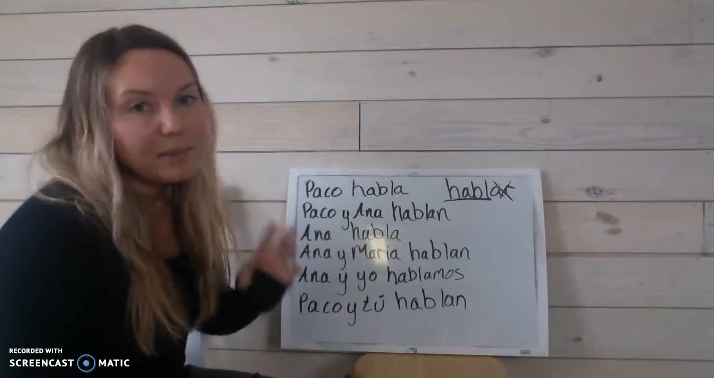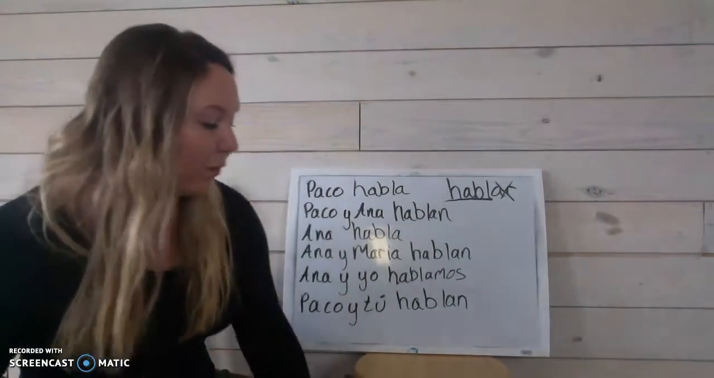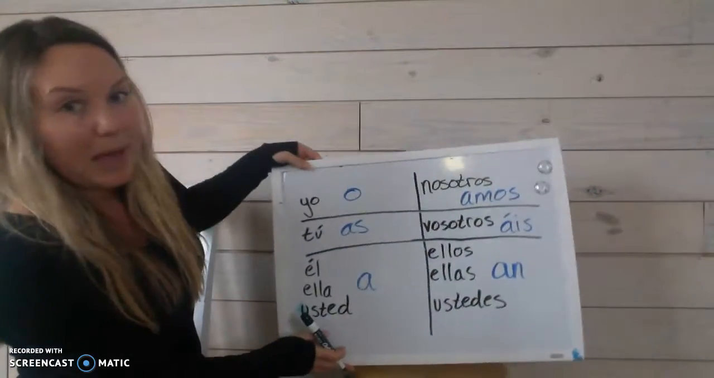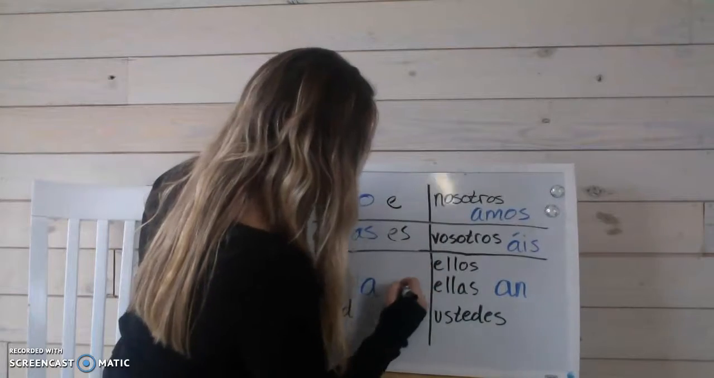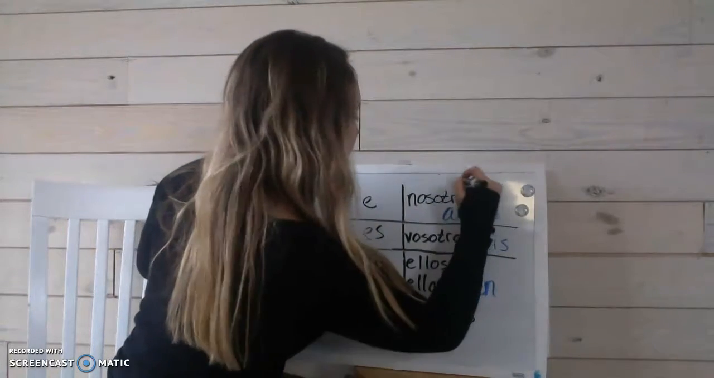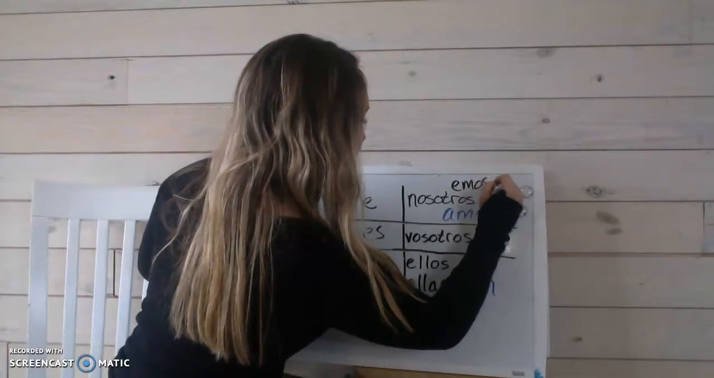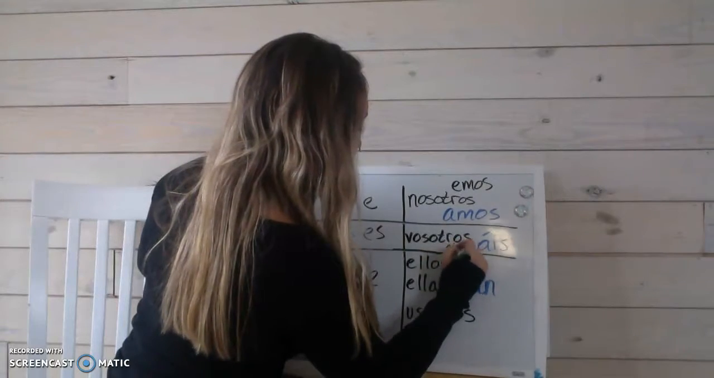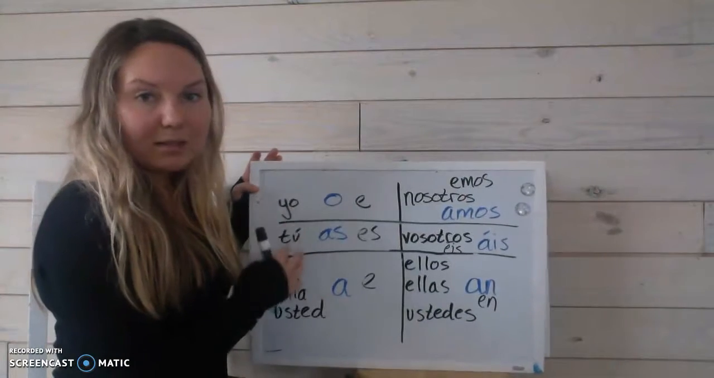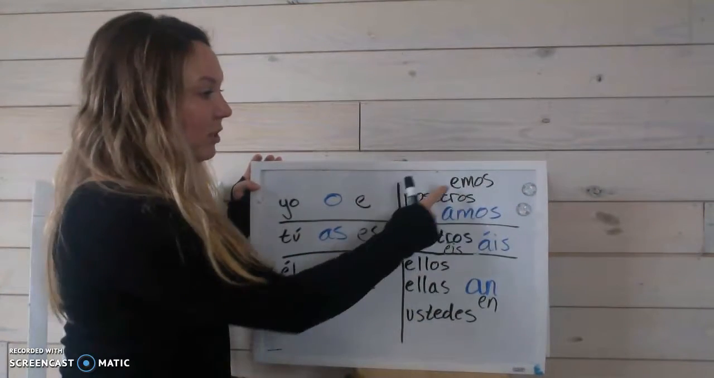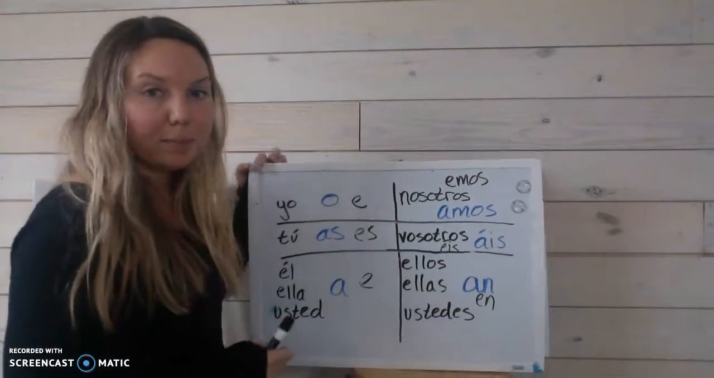And you'll do the same thing with your ER verbs and your IR verbs. So if it was your ER verb endings, it would be like e, es, e, emos, éis, en. And then your IR verb endings are exactly the same as your ER verb endings. It's just that you would have imos and ís here.